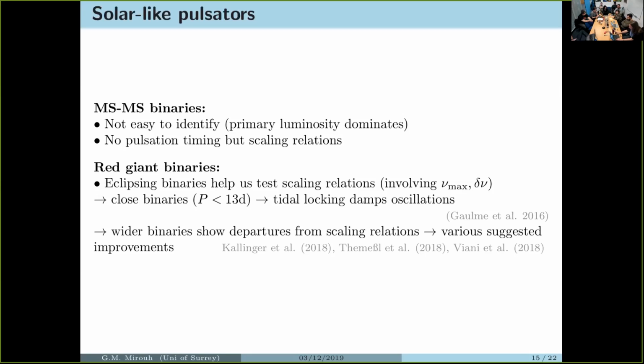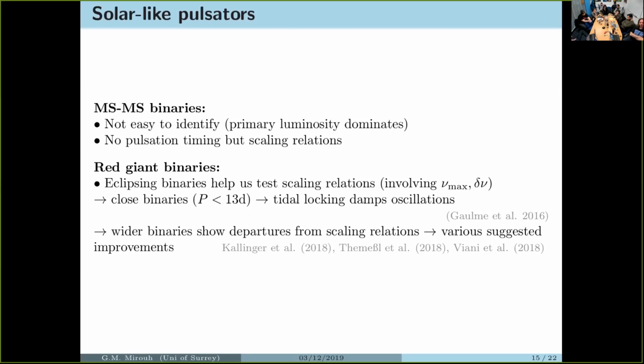For instance, you can use eclipsing binaries quite easily, and they help us test the scaling relations. You basically have two kinds of systems. The first ones are the closed binaries, short period, there's tidal locking, and tidal locking damps the oscillations, if you trust this paper by Go. Wider binaries, you would not expect a strong tidal effect, but they still show departures from scaling relations.